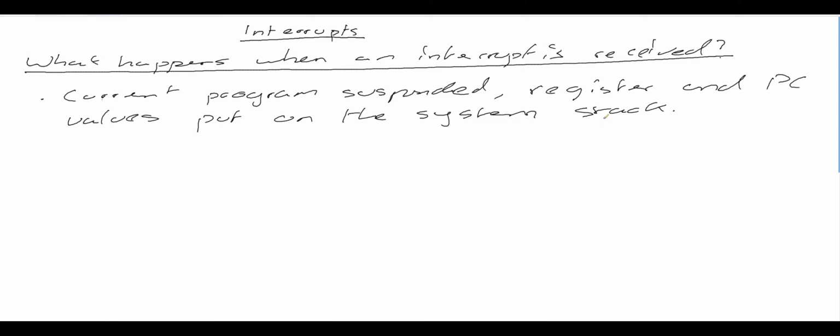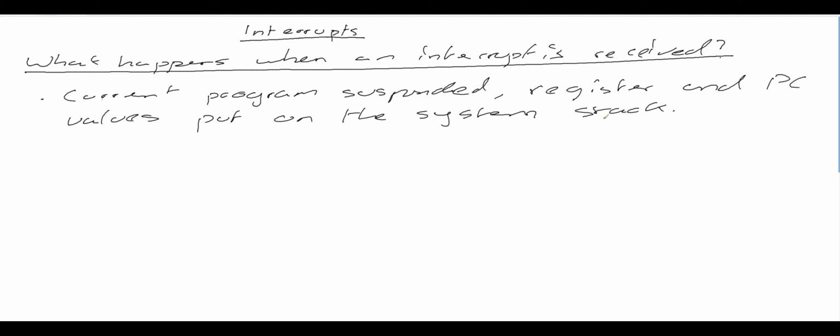So you can imagine the CPU is running a program, the fetch decode execute cycle is going along quite nicely, and then an interrupt is received, and the current program that it's running during that fetch decode execute cycle is suspended, and all of the data that's stored in the CPU registers and indeed the program counter is put on the system stack to keep that safe.